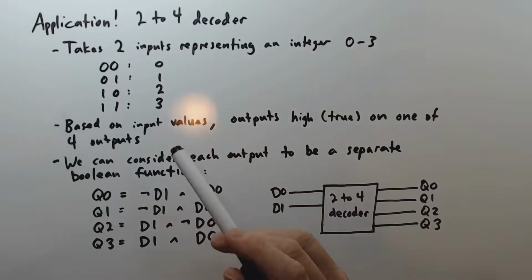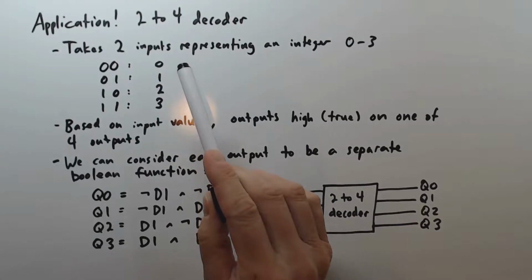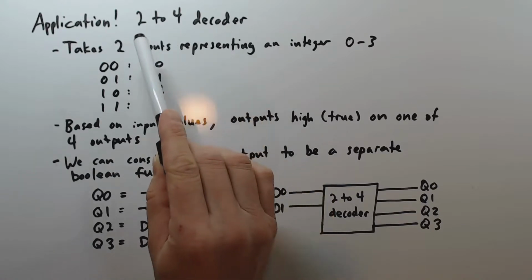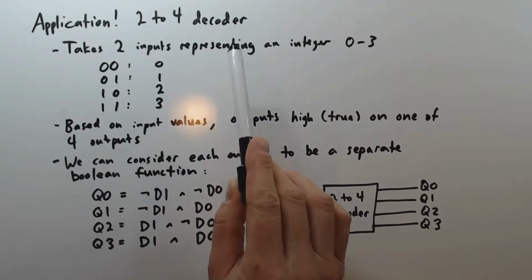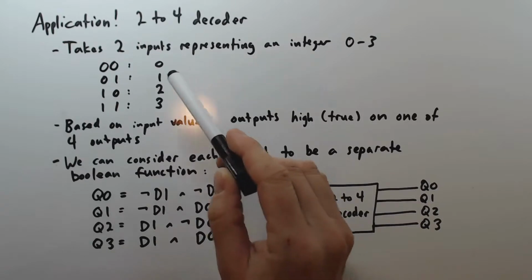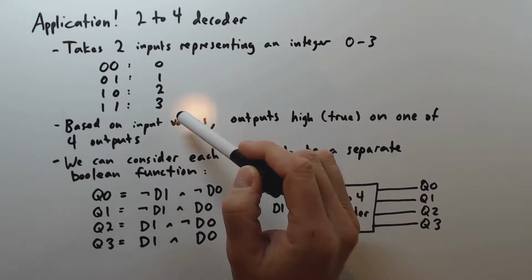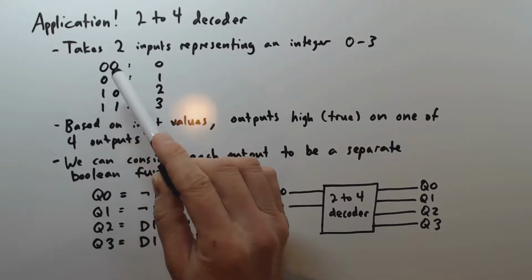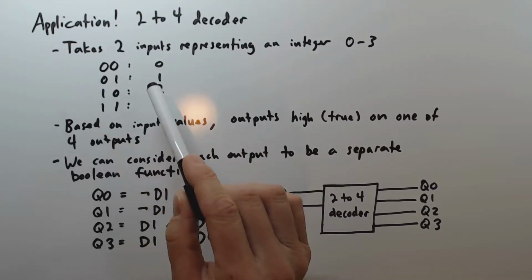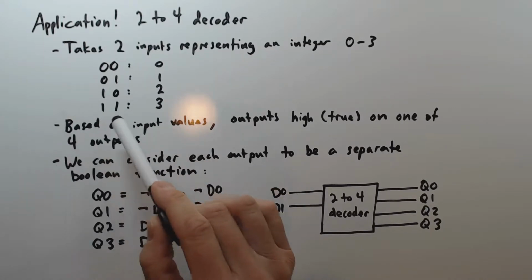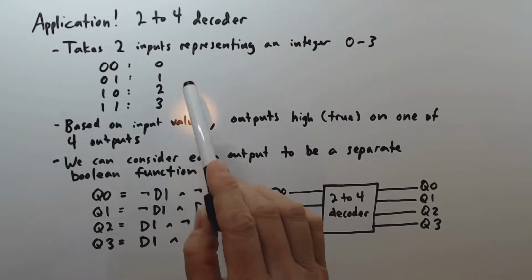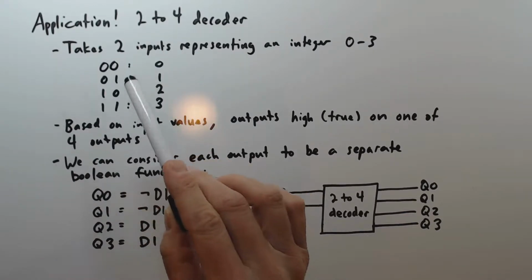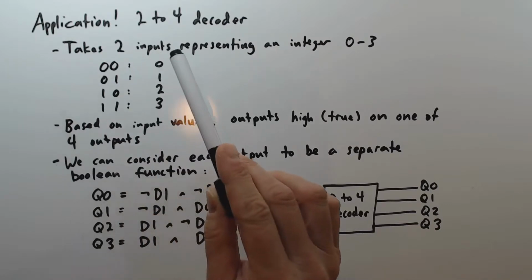All right, so now that we've covered the preliminaries of Boolean functions and logic gates, let's look at an actual application. And the application we're going to create is a 2-to-4 decoder. So what a 2-to-4 decoder does is that it takes an integer in the range 0 through 3 represented as 2 Boolean digits. 0, 0 means 0, 0, 1 means 1, 1, 0 means 2, 1, 1 means 3.